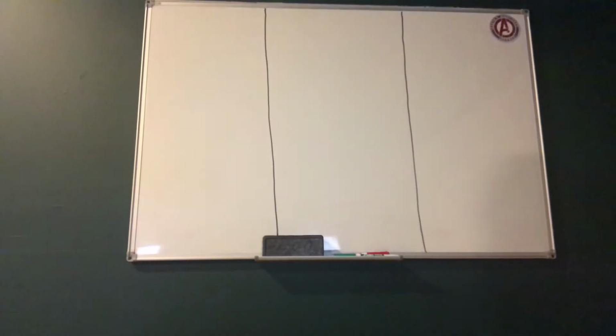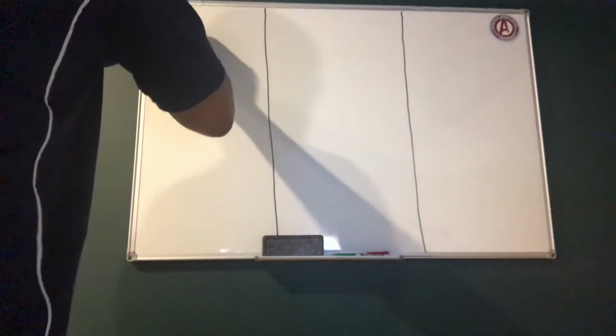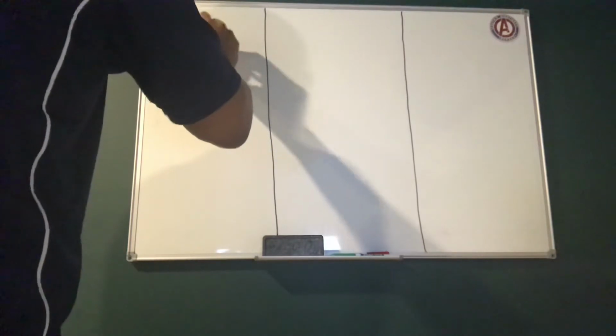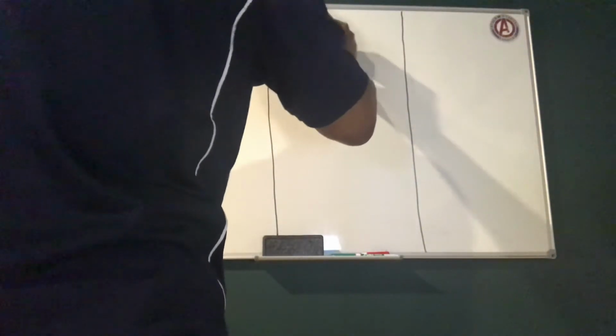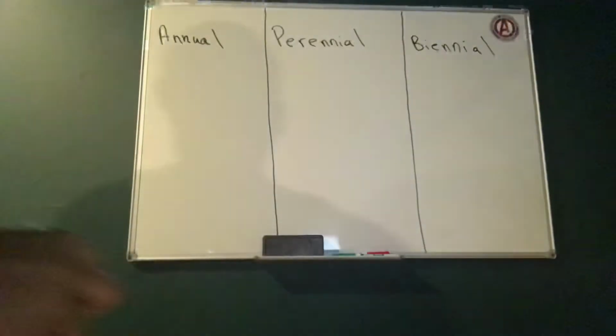Today we're going to continue our science lesson looking at plant life cycles. And the three different life cycles we're going to be talking about today are the annual cycle, the perennial cycle, and the biennial cycle. We're going to talk briefly about what each of these different cycles mean.